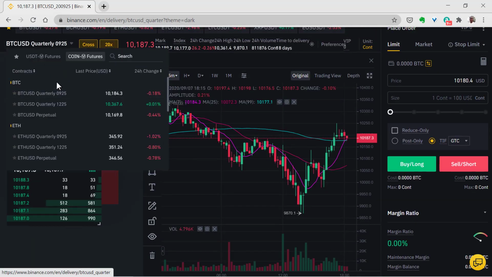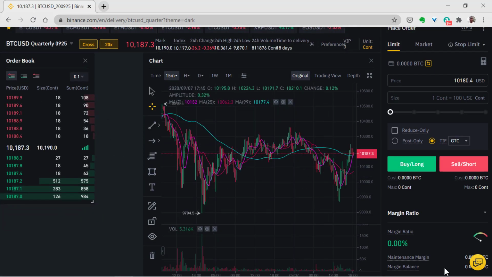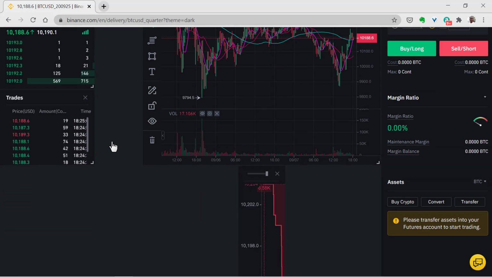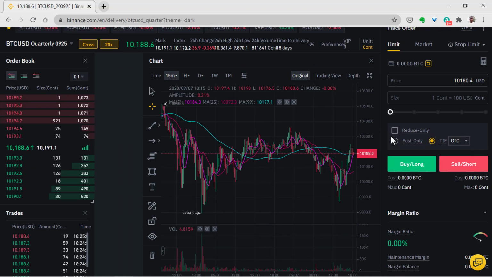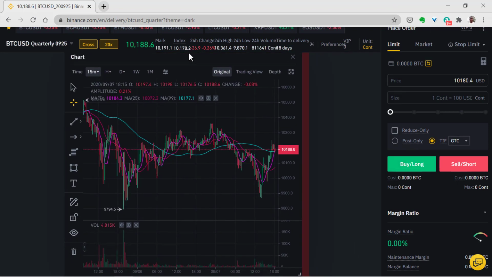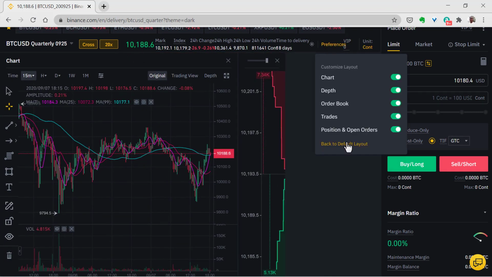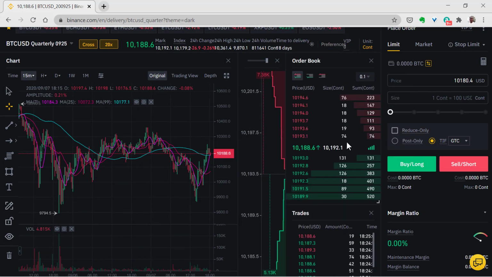I can move this somewhere here. Move the trade panel here somewhere. And just everything is so customizable. But you could always go back to the default settings.